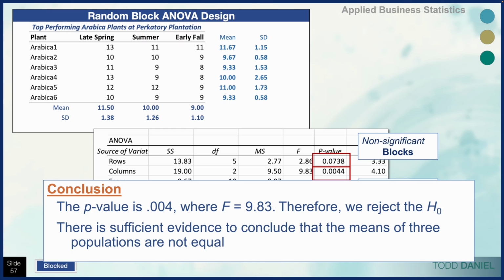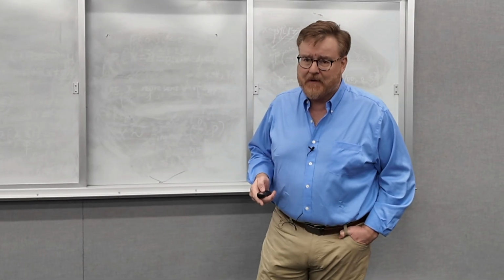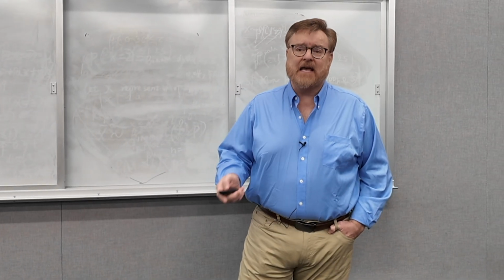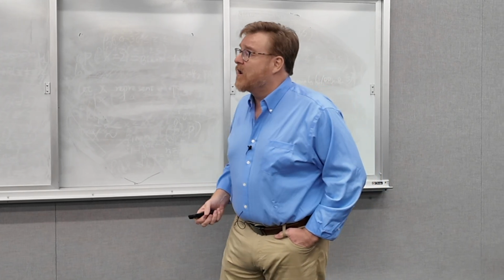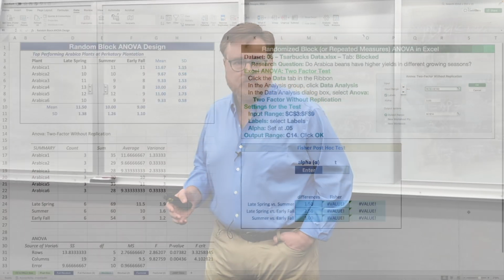So therefore, we're going to reject the null hypothesis that says there's no difference and conclude that there is a difference, a statistically significant difference, that these 3 populations are not the same. That in fact, planting at different times of the year does have an effect on the outcome of yield.